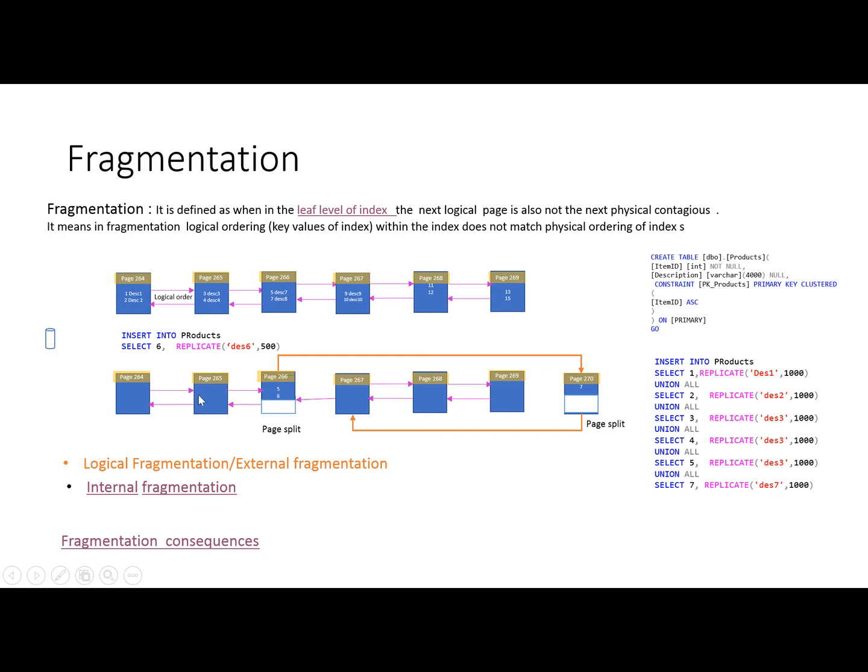Now this is the physical order, and the arrows represent the logical order. So now the logical order has changed. Before, for page 266 the next logical page was 267, but now its next logical page is 270, while the next physical page is 267. So the physical page order and logical page order are mismatched. This is the fragmentation known as logical fragmentation or external fragmentation.